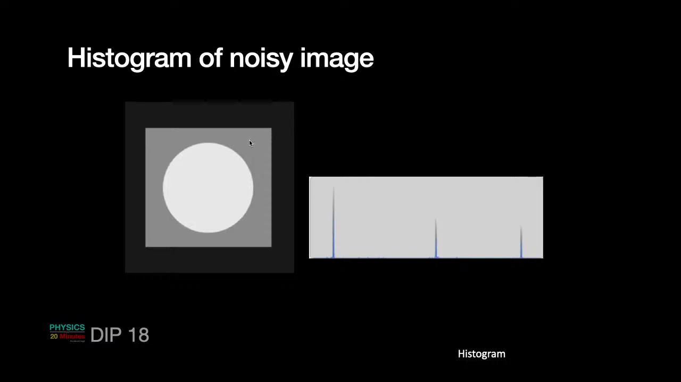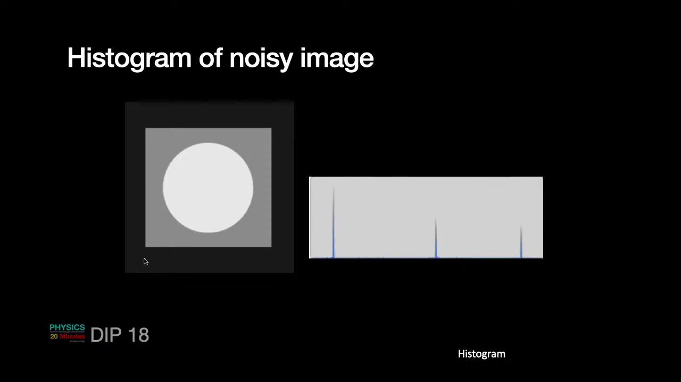Now here I have a simplistic image. You can see that this image has three regions. There is a central white region, then in the middle there is a light gray region, and then the peripheral dark gray region. So any pixel in this image belongs to any of the three intensity values. Either it is white, or it is light gray, or it is dark gray. There are no other intensity values assigned to these pixels apart from these three.